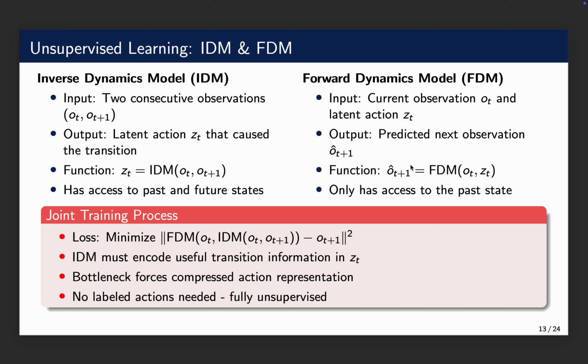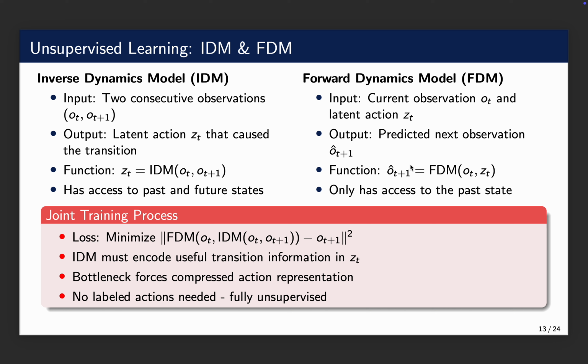As I said, the inverse dynamics model receives two observations as input, which are usually consecutive, and based on this, it produces a latent action, which is somewhat representative of the action. The forward dynamics model receives the current observation as well as the latent action. Based on this, it tries to predict the next observation. It only has access to the world before the action was taken, and it needs to predict what the world will look like after the action has been taken.